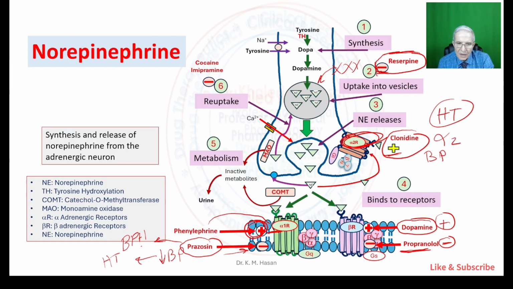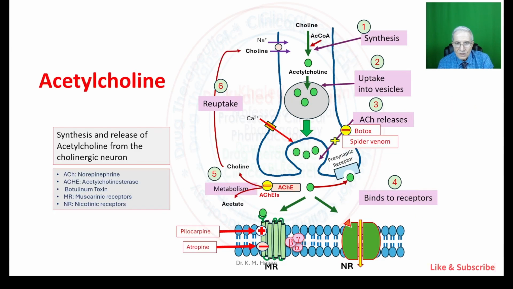Okay, we're done with the norepinephrine pathway: synthesis, uptake, release, binding to receptor, metabolism, and reuptake. And we discussed how several medications affect this pathway. Regarding acetylcholine, we are not going to speak in depth here because the next lecture will be on cholinergic agonists. We are going to discuss the pathway in detail then, but we have a similarity here.